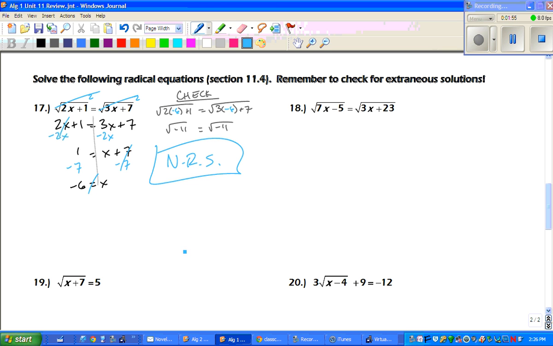Okay, now 18, we are doing the exact same thing. So we'll do the first step together. We get 7x minus 5 equals 3x plus 23. You guys are going to pause the video and solve for x. Good luck.